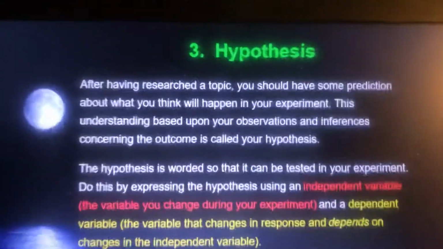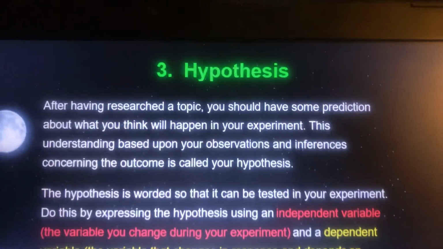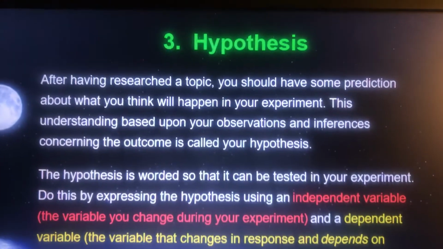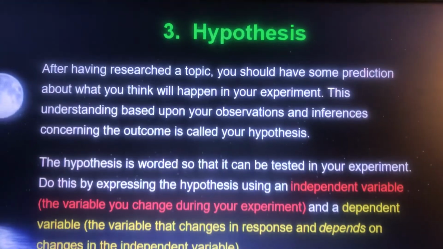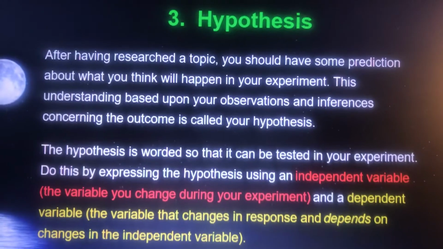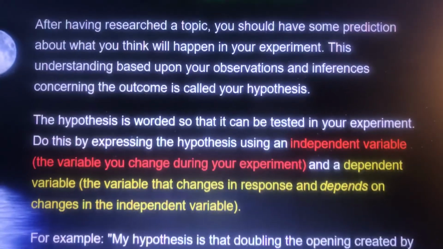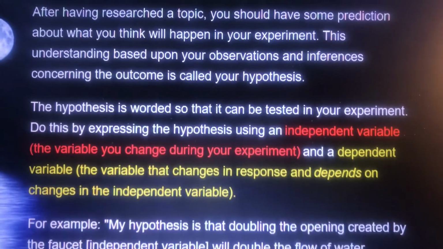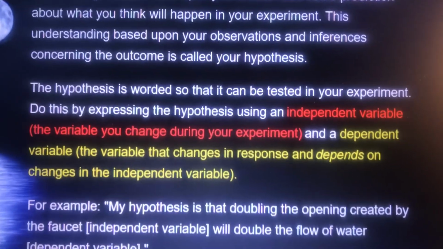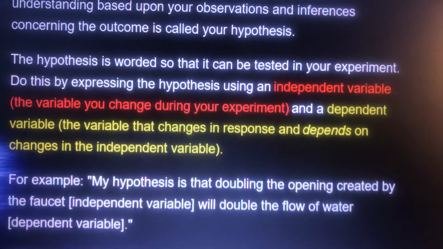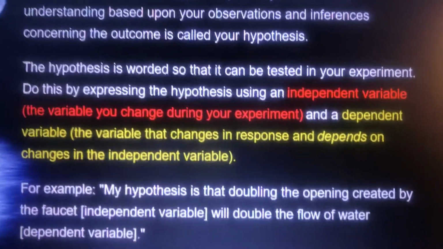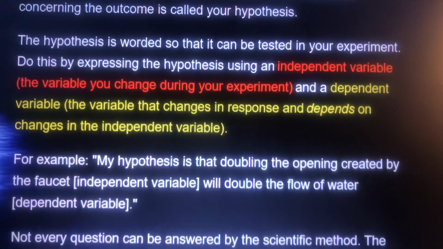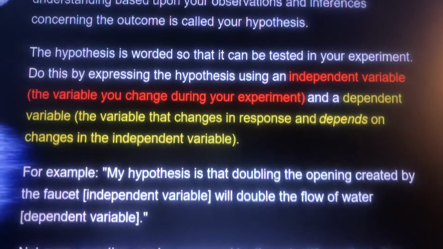Okay, now hypothesis. Don't let that word scare you. After having researched a topic, you should have some prediction about what you think will happen in your experiment. This understanding, based on your observations and inferences concerning the outcome, is called your hypothesis. Now, there are two variables here, and we're gonna really get into that now. A hypothesis is worded so that it can be tested in your experiment. Do this by expressing the hypothesis using an independent variable, and that's the variable that you change during your experiment, and a dependent variable, that's the variable that changes in response and depends on the change to the independent variable.